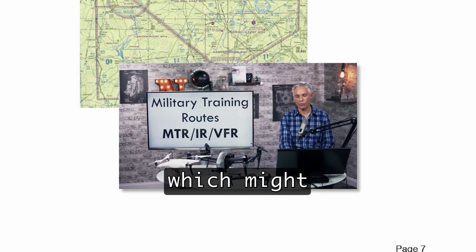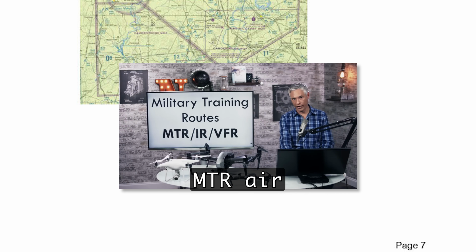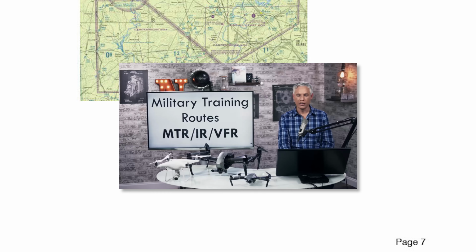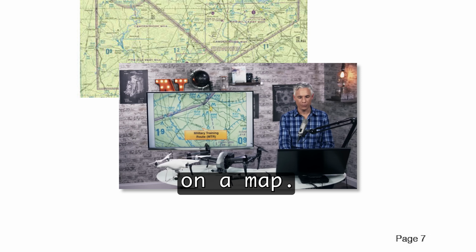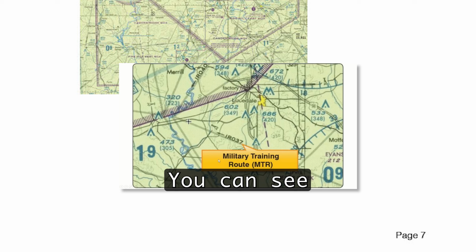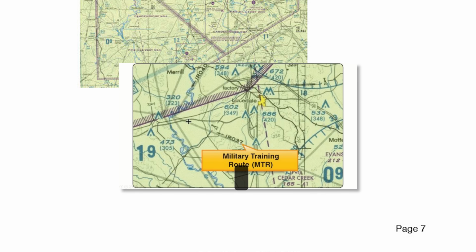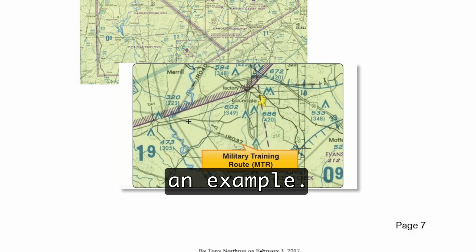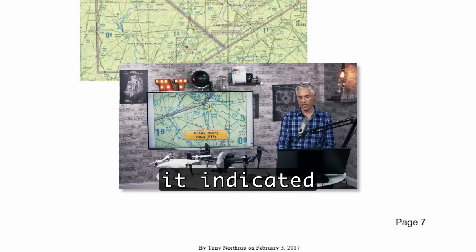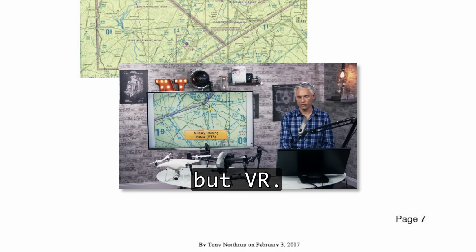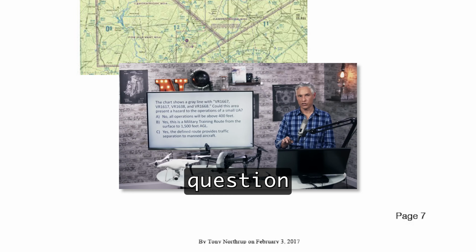Military training routes, which might be indicated with the letters MTR, IR, or VFR. Here's an example of what they look like on a map. This is the FAA sample. You can see this particular one shows IR 037. And that's just an example. You might also see it indicated as VR, not VFR, but VR. Here's a sample question related to it.